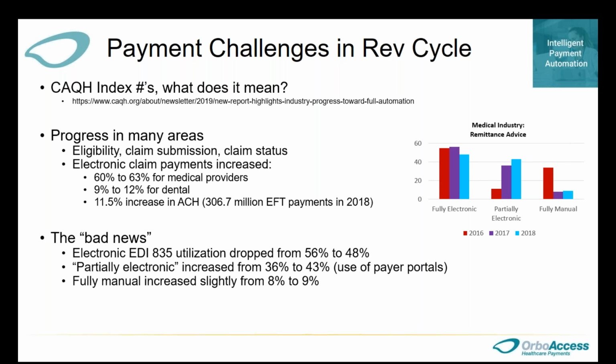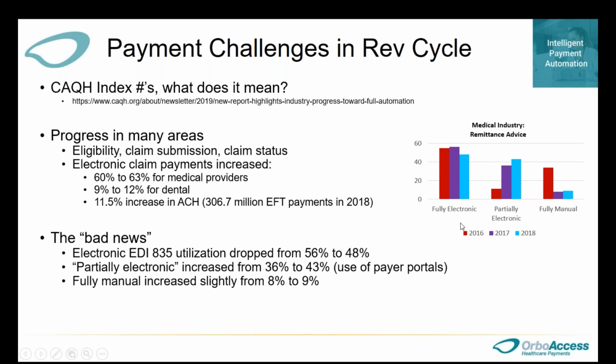But where the bad news is, unfortunately, was more on the remittance advice side. So when you look at, first of all, fully electronic remittance processing, where 835s are coming back from the payer to either provider or through another revenue cycle intercepting aggregator, that volume or that percentage of electronic actually declined down from 56% down to 48%.